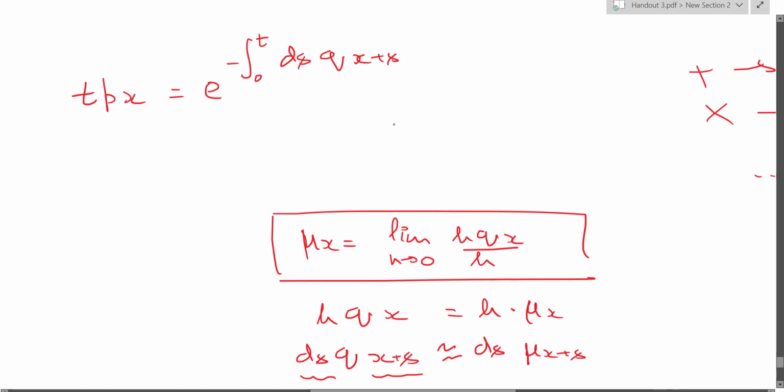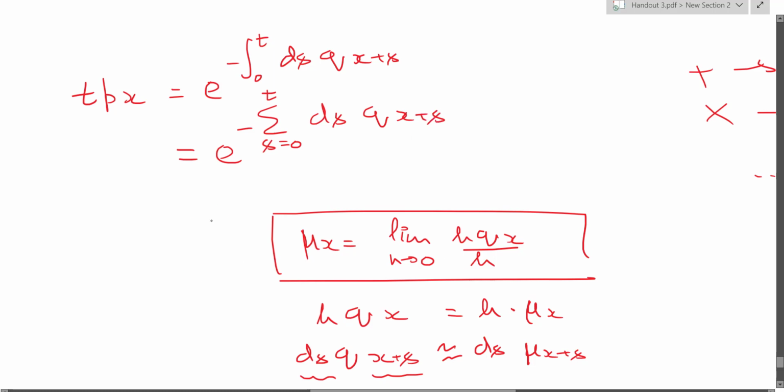Now, in order to understand this better, I want to divide this into small discrete intervals. So this is continuous; you have integration in the power. But suppose this was not, and suppose you had a summation here, with s going from 0 to t, where you have added ds q x plus s. This is what you would have done instead.